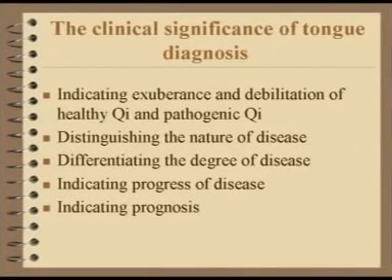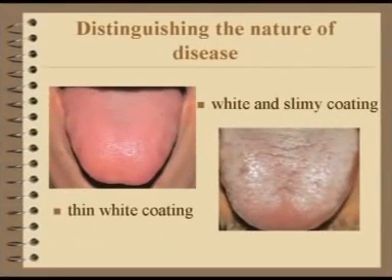The second aspect, distinguishing the nature of disease. Tongue manifestation can reflect the nature of diseases. For example, thin white coating, see the picture on the left, indicates wind-cold external contraction. White and slimy coating, see the picture on the right, indicates phlegm dampness retention and so on.